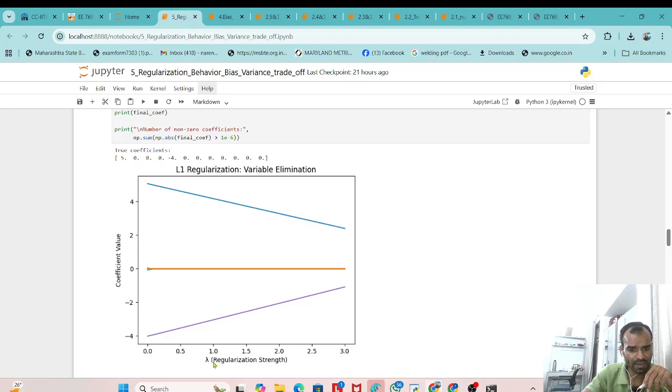So this is as the regularization strength increases. If we are increasing the regularization strength, this bias will be converging, right? And at this point, if the weight is touching here, then it will be 0. That will eliminate the features, right?